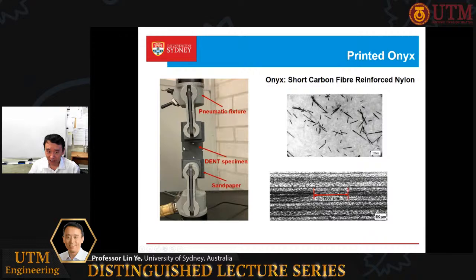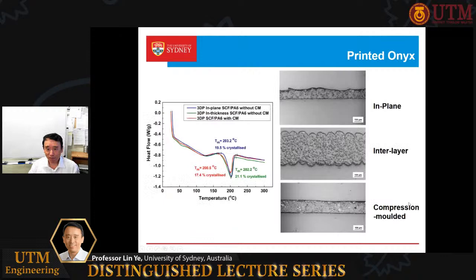Then we characterize what the interface is. We cut a specimen using a razor blade, which gives you an idea what the cut surface looks like. Then we follow a similar way, using the DSC to check the melting point. They are basically three very similar materials, so we follow the same technique, a similar process. One is the in-plane, one layer through the 3D printing. Then this is the interlayer in the thickness direction. So this one is the printed specimen.